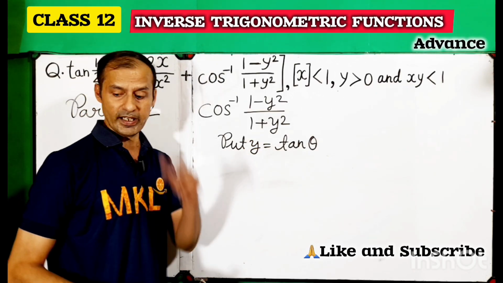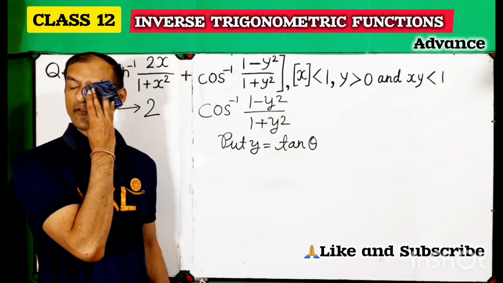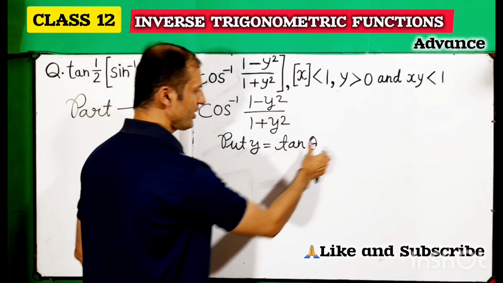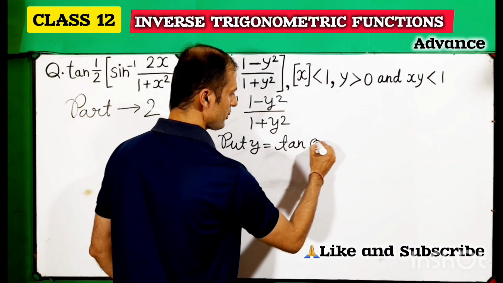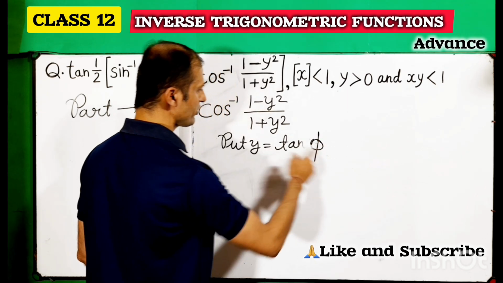So what will we use the second time? We'll use phi. Students, theta has already been used by us, so we'll use phi in place of theta. Please don't forget this. So we'll use y is equal to tan phi.